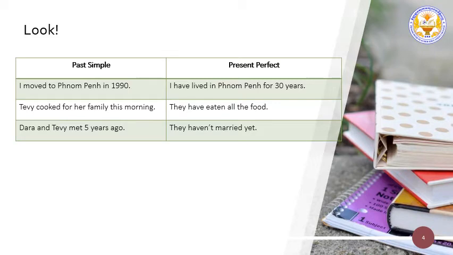Okay, so now look at this sentence. I moved to Phnom Penh in 1990. So now it's 2020 already. So it means that I moved to Phnom Penh at that time, completely finished moving at that time already. That's why I use past simple. And now today's situation is I have lived in Phnom Penh for 30 years. From 1990 up to now is 30 years already. So I still live here. That's why I use present perfect. I just want to show my experience that I have lived in Phnom Penh for 30 years already.